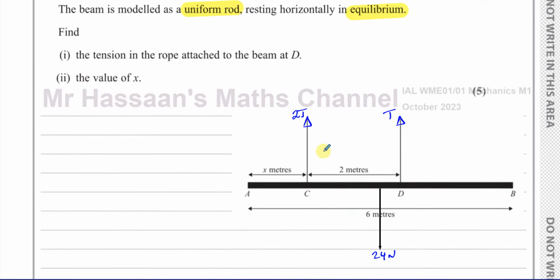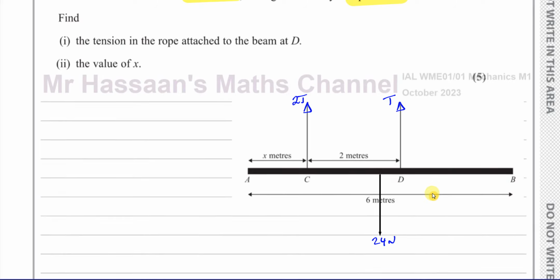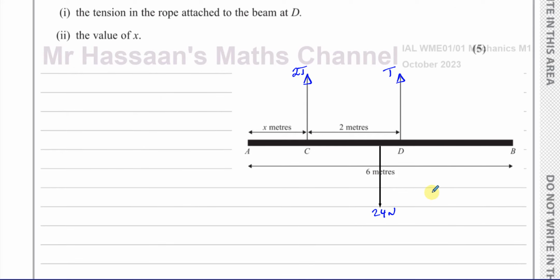So now we want to find the tension in the rope and we want to find the value of X. So let's start with part 1. That's pretty easy because we know that it's in equilibrium. So the forces acting upwards and downwards are balanced out. So if we resolve the forces, all the forces acting upwards, you've got 2T plus T. And all the forces acting downwards is just the weight of the beam, which is 24 newtons. So 3T equals 24. So T is equal to 8 newtons. So the tension of the rope is 8 newtons.